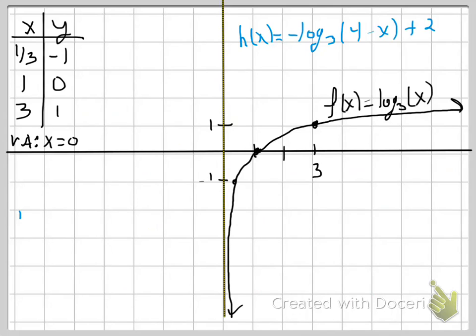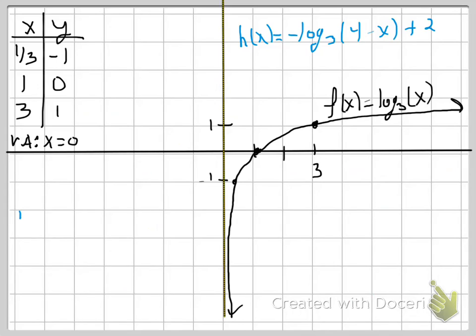And then you got 4 minus x inside the logarithm. So the minus x is going to cause a flip over the y-axis, so that would be a left-right flip. Then you see you have the 4 in there, so we're plugging in with x first. So the reflection happens first, then we shift, and we're going to shift to the right 4 units. Then we're going to add 2 to the y coordinates.